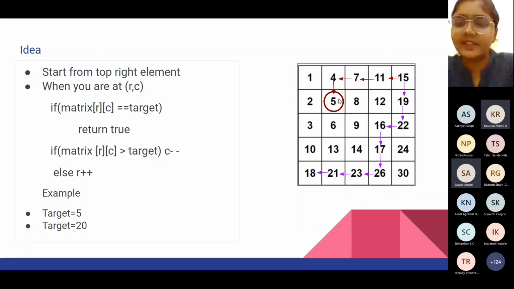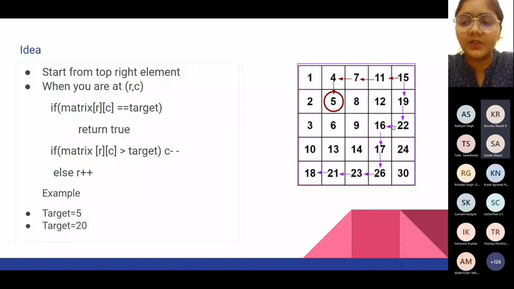Let's say we need to find 20. You started from 15, you went down and moved to 22. But as 22 was greater than 20, you had no option other than decreasing your column index, and you reached 16. You increased again and reached 26. After 26 it was 23, 21, and 18. This is how you ended up here. We cannot move any further, because we are either moving left or moving down. So this is how our loop will end.